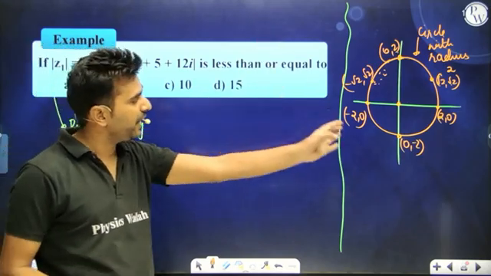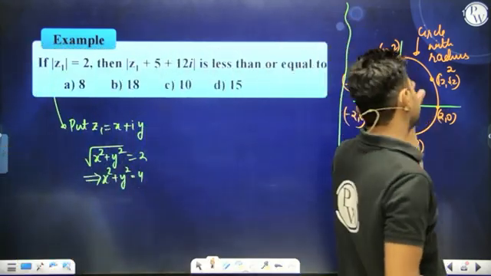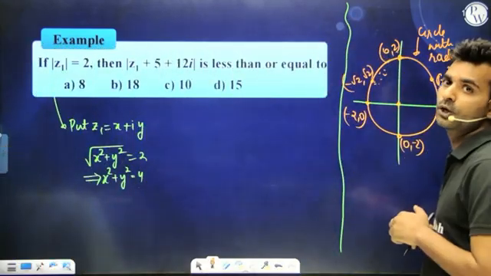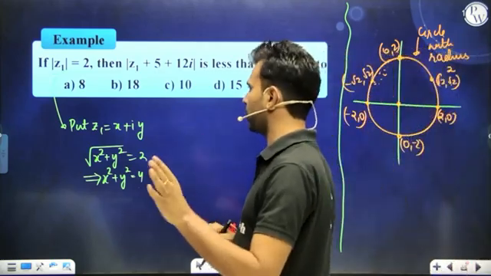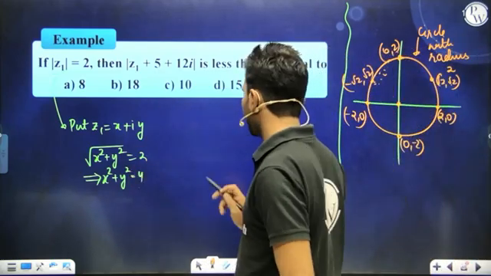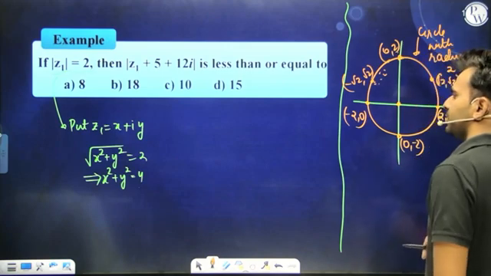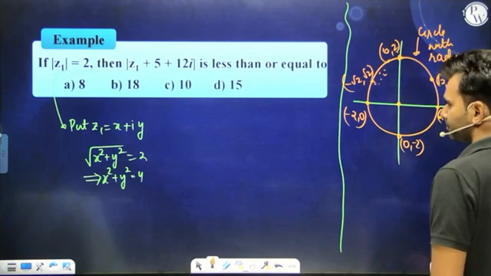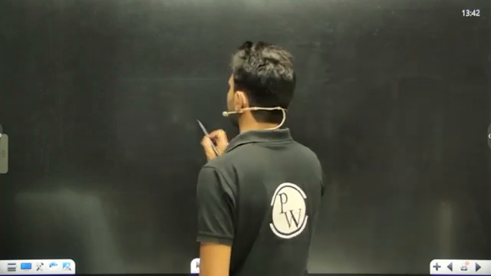Now z1 can be any point out of the points on this circle, because |z1| equals 2 is given to us. Yes or no? Okay, then this particular thing. Now there are numerous ways to solve this question. Let me tell you the method number 1.